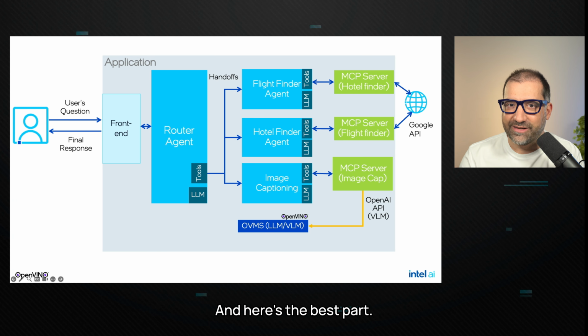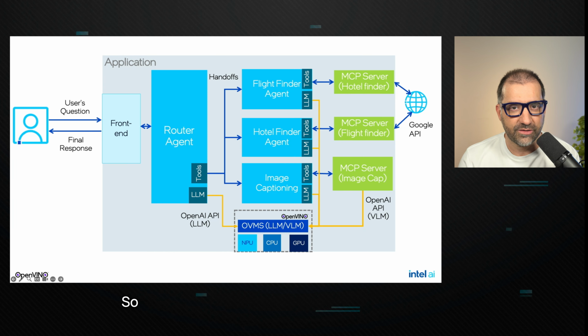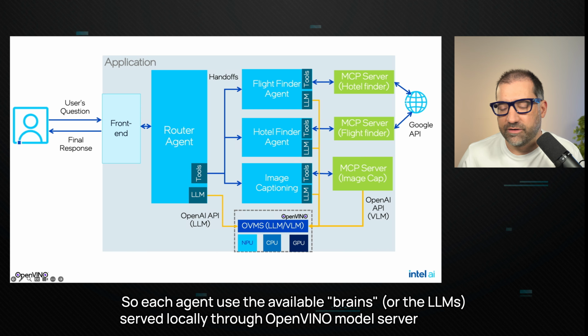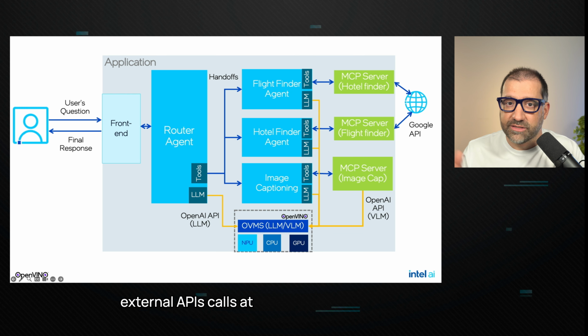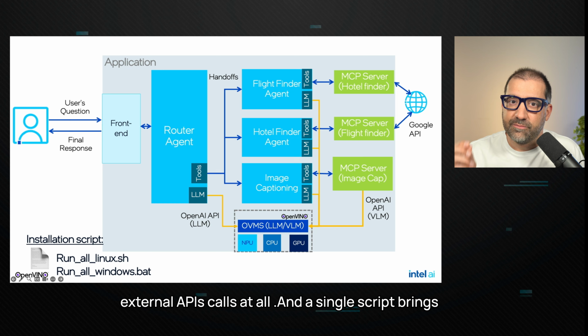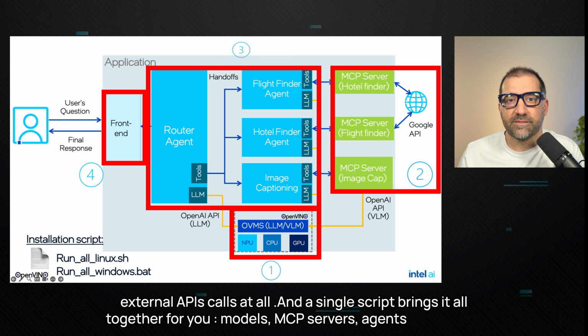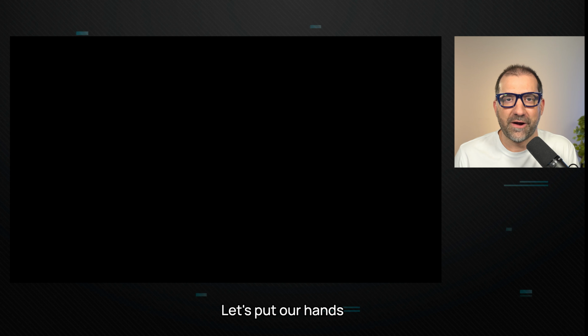And here's the best part, everything runs locally, so each agent uses the available brains, or the LLMs, served locally through OpenVINO model server with no external API calls at all. And a single script brings it all together for you: models, MCP servers, agents, and the UI. Let's get our hands on it.